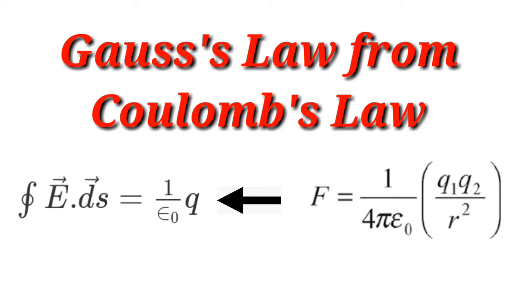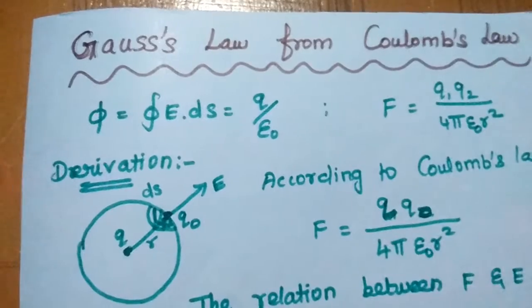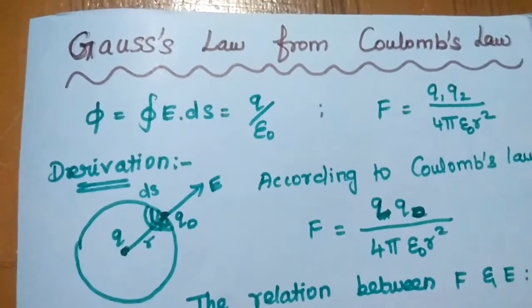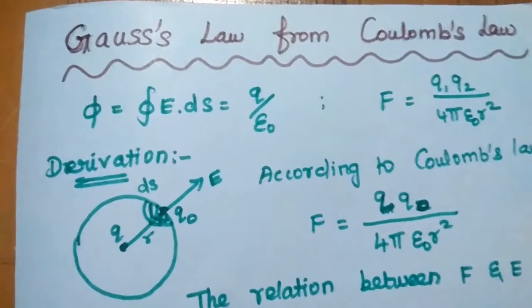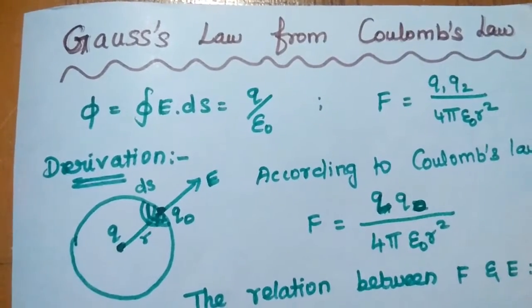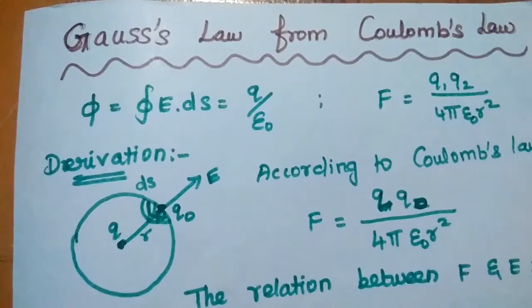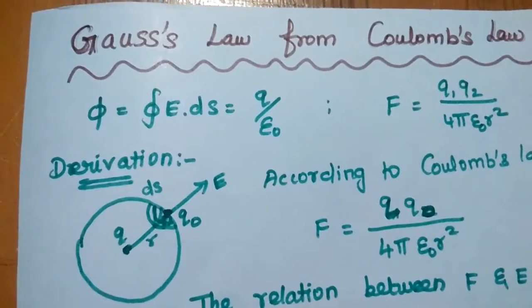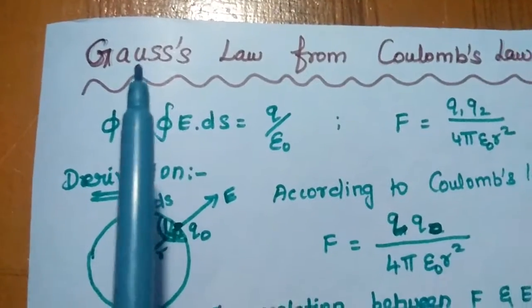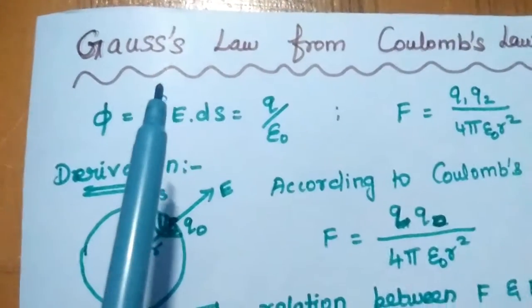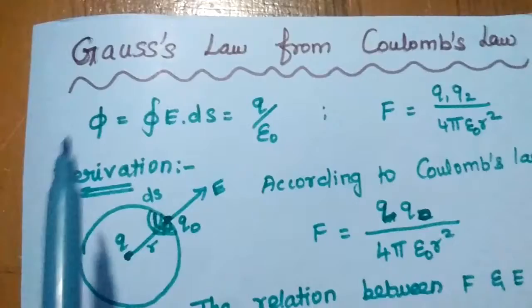Dear students, now we are going to derive Gauss law from Coulomb's law. There is a fundamental relationship between Gauss law and Coulomb's law. Coulomb's law can be used to derive Gauss law. Both the laws have the same meaning. Here, we are going to derive Gauss law from Coulomb's law.